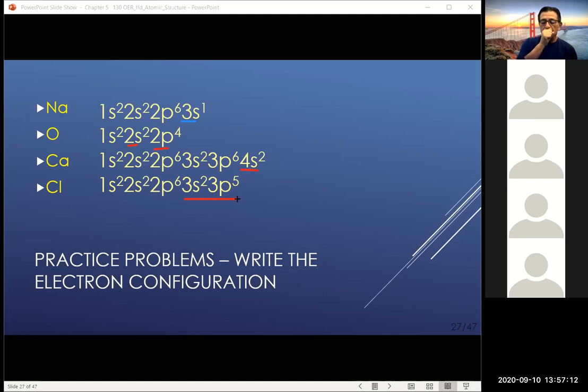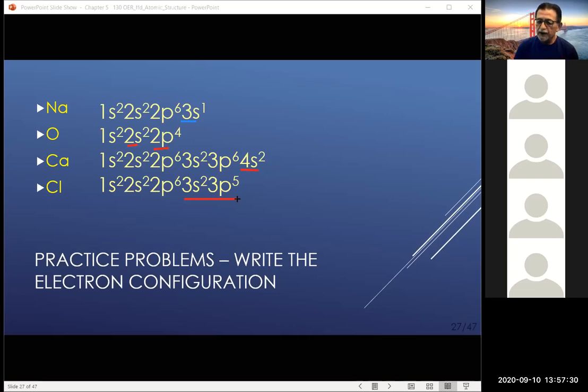So work through the electron configurations, because this is going to explain why certain elements tend to lose electrons and certain elements tend to gain. The driving force is 8.